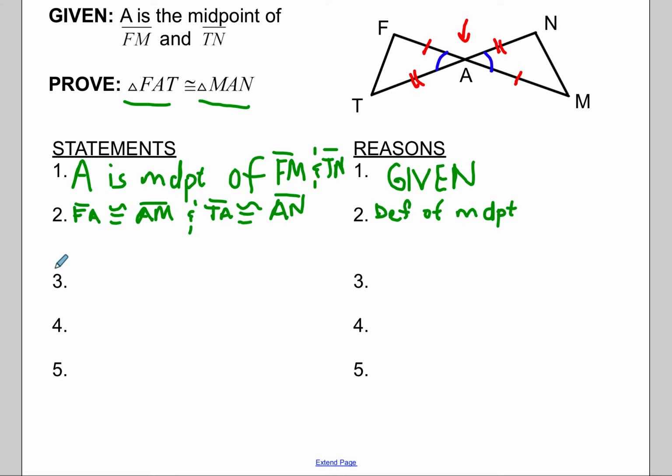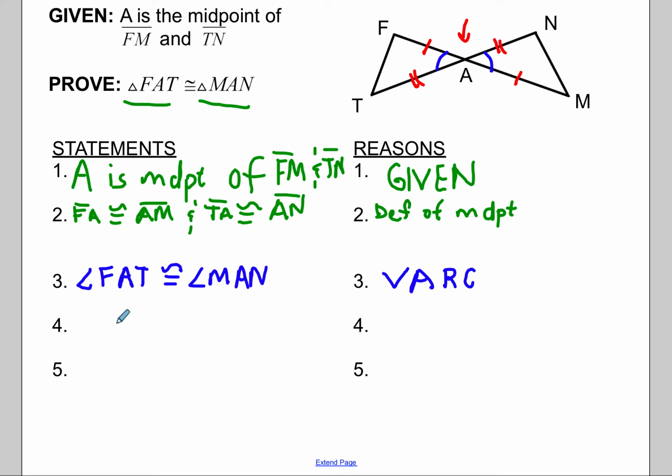So our next statement, just from looking at the picture, would be that angle FAT. So I'm going to be very specific because this would technically be angle A on both sides. I'm going to be very specific. Angle FAT is congruent to angle MAN, and that's because vertical angles are congruent. And look what we have.